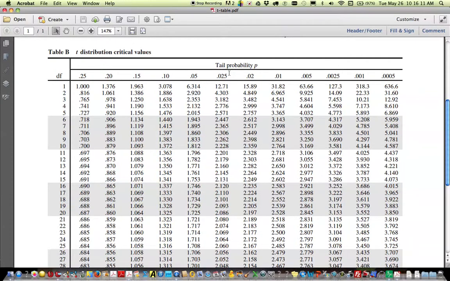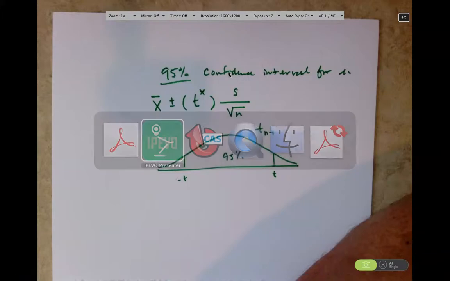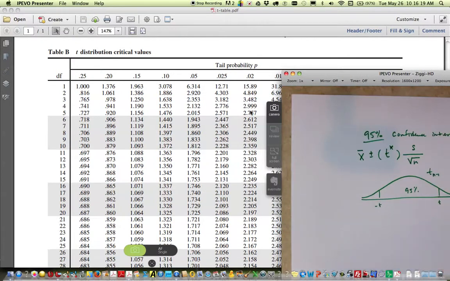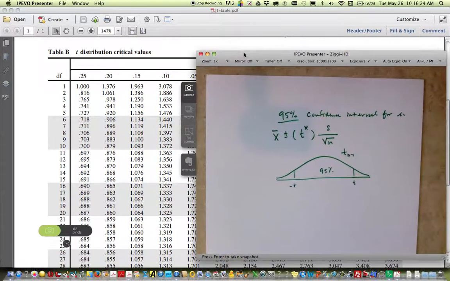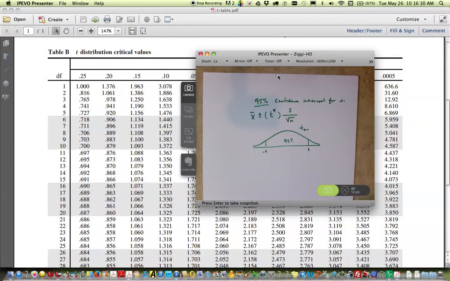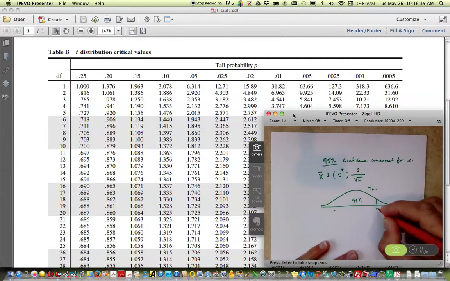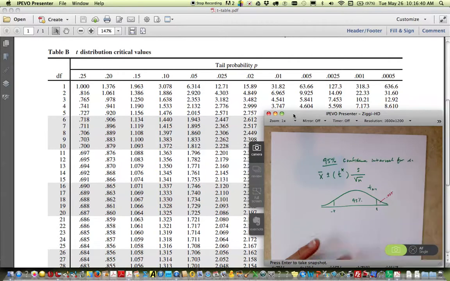We're looking for the value of t that cuts off the middle 95%, which means that this over here is the top 2.5%. Okay, so if we look at the table, first of all, this table is going to be read quite a bit differently than the z table is.